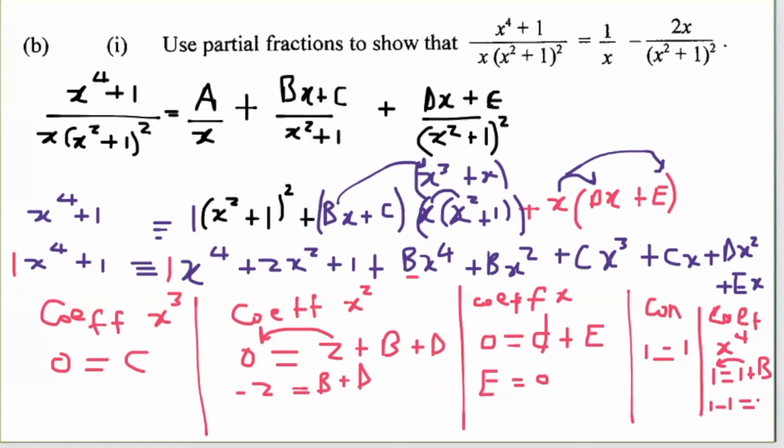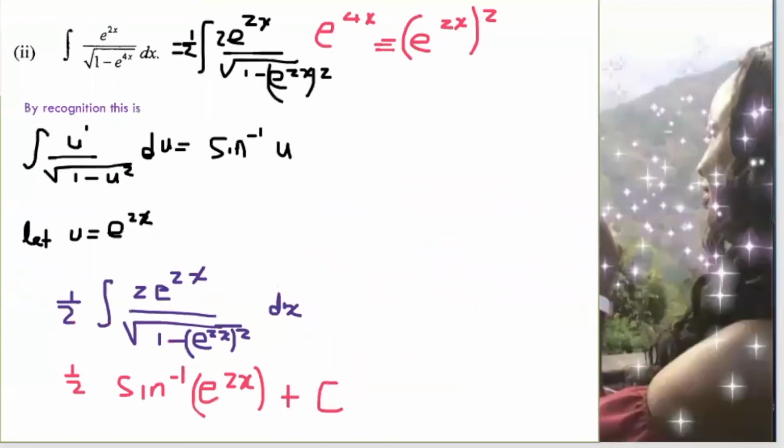When I work that out, that gives me 0. So now I know what b is. I can just eliminate this b. So that tells me d is negative 2. So now I have all the values for the letters a, b, c, and d.